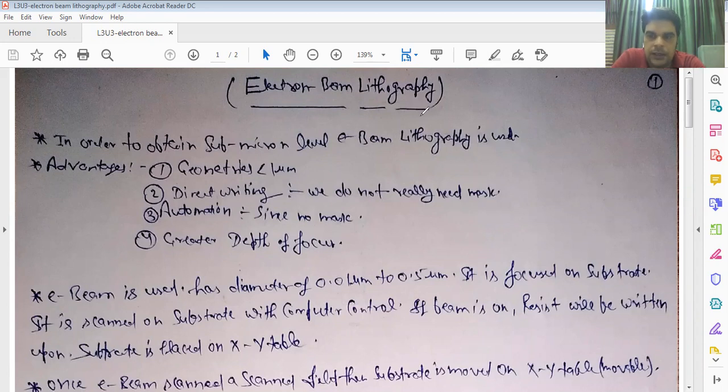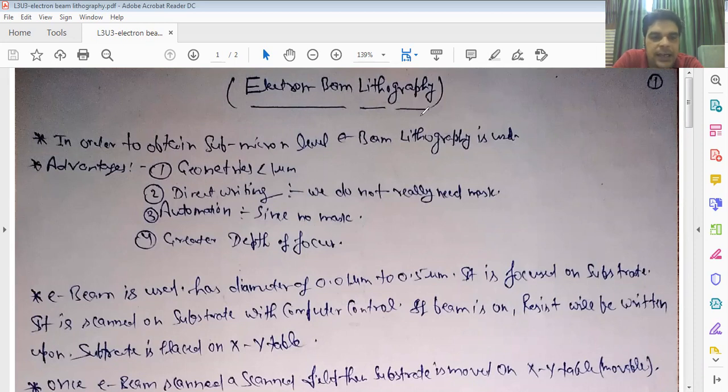In case of optical lithography, the resolution was not so good. So in order to obtain sub-micron levels, electron beam lithography is used. So what are the advantages of electron beam lithography? The first one is that the feature size that we get is below 1 micrometer.